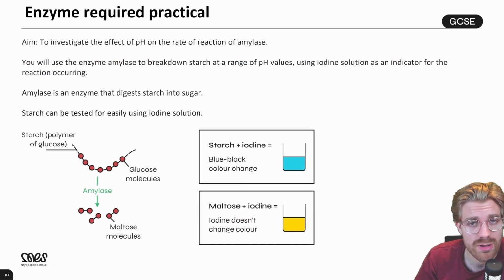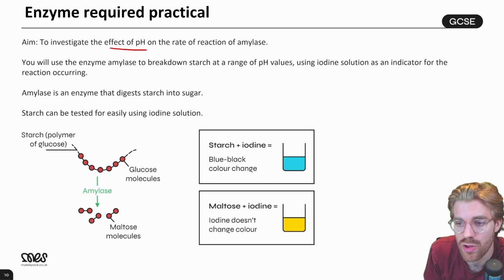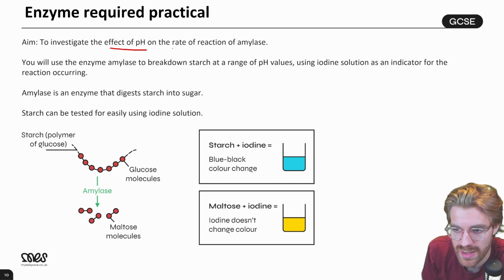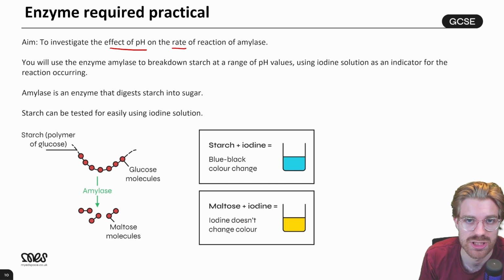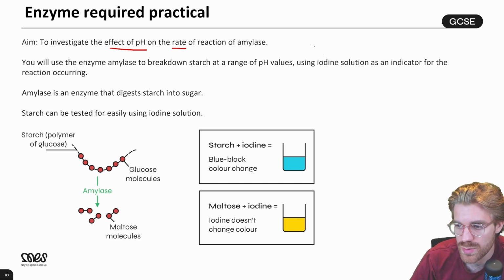Our fourth required practical in GCSE biology is our enzyme required practical. And here our aim is to investigate the effect of pH on the rate of reaction of amylase. So our rate of reaction is how fast the reaction is progressing. And there's a few ways we could do this.